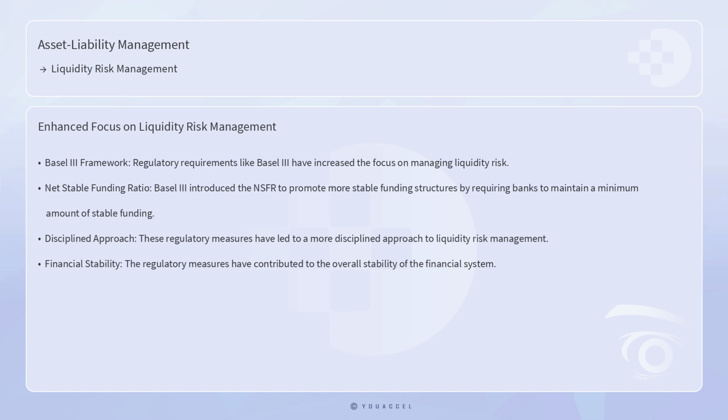Regulatory requirements, such as the Basel III framework, have also enhanced the focus on liquidity risk management. Apart from the LCR, Basel III introduced the net stable funding ratio, which aims to promote more stable funding structures by requiring banks to maintain a minimum amount of stable funding relative to their assets and off-balance sheet activities over a one-year horizon. These regulatory measures have led to a more disciplined approach to liquidity risk management and have contributed to the overall stability of the financial system.